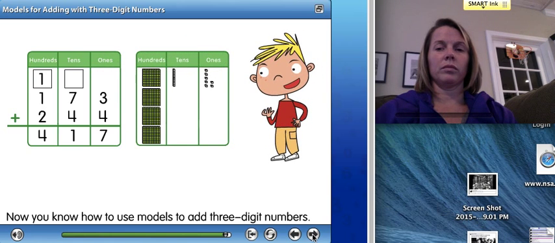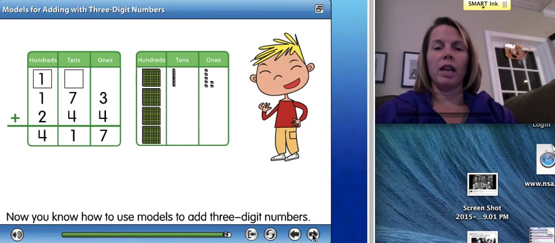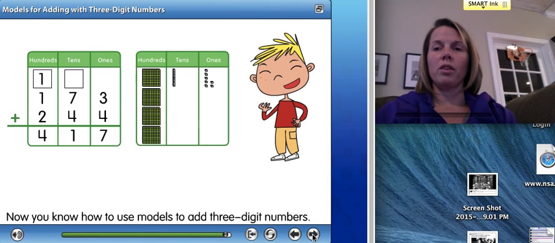Now you know how to use models to add 3-digit numbers. Awesome. We are on our way to knowing and being able to add 3-digit numbers. Nice job. Let's go ahead and move on, and we're going to start doing the front and move on to the back of our worksheet. So now you need your worksheet. See you in a few.